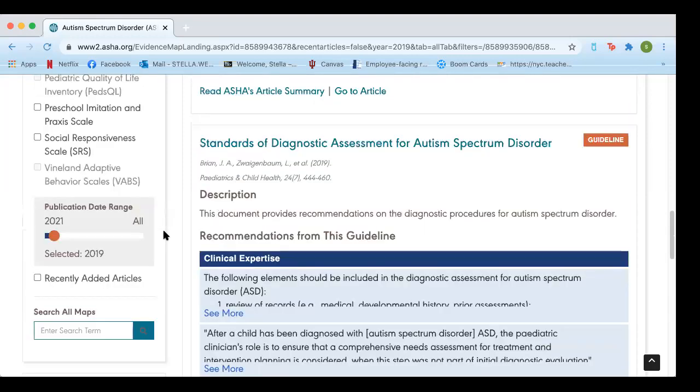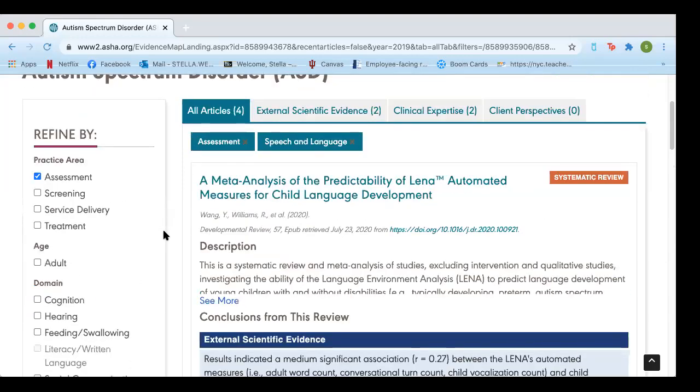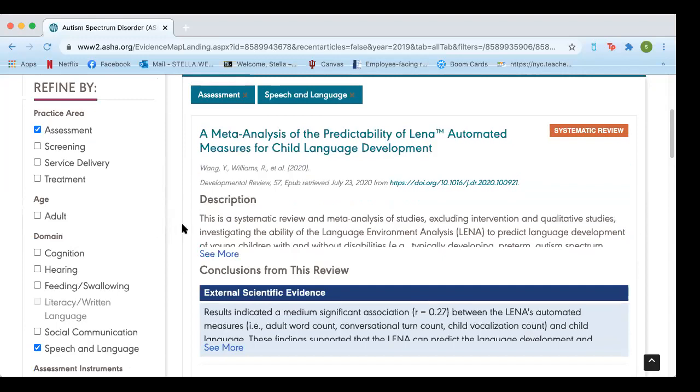Okay. So the first article I chose was the meta-analysis of the predictability of the LENA automated measures for child language development. And LENA stands for, as Helen said, the Language Environment Analysis.